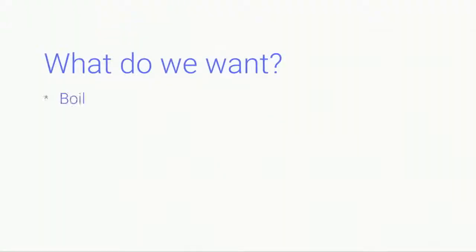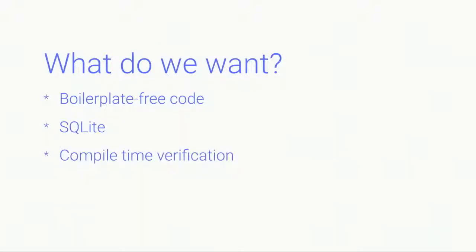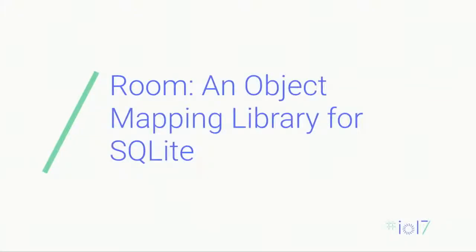So what do we really want? We want to get rid of that boilerplate code. When you are writing Java, if you make a typo in Java, it doesn't compile, right? We want the same thing for SQL. We still want to use SQLite because on every single Android device, it's a proven technology. We know it works very well. But we want the compile time verification. So we don't want the boilerplate code. We want the compile time verification. So we came up with Room, which is an object mapping library for SQLite.